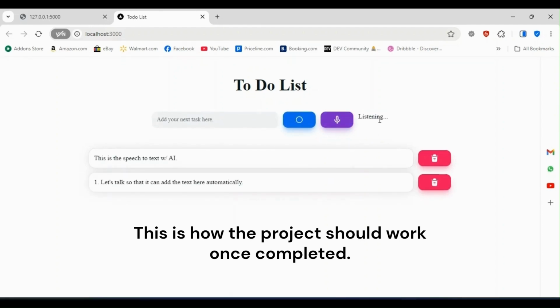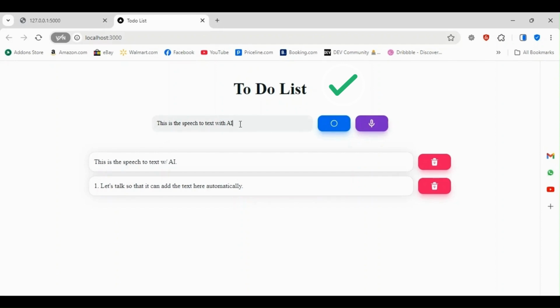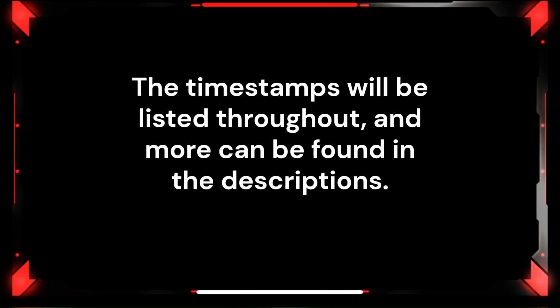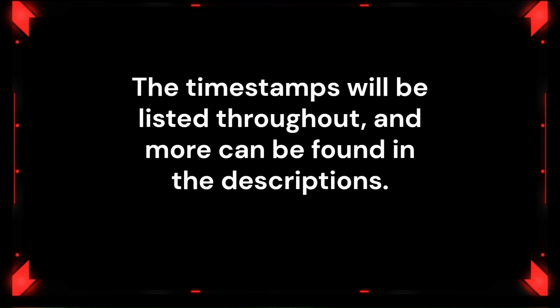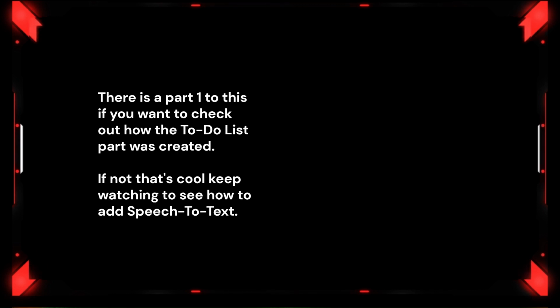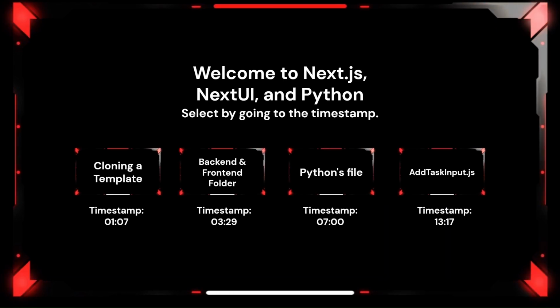This is the speech to text with AI. The timestamps will be listed throughout, and more can be found in the descriptions. There is a part 1 to this, if you want to check out how the to-do list part was created. If not, that's okay. Keep watching to see how to add speech to text. Select by going to the timestamp.